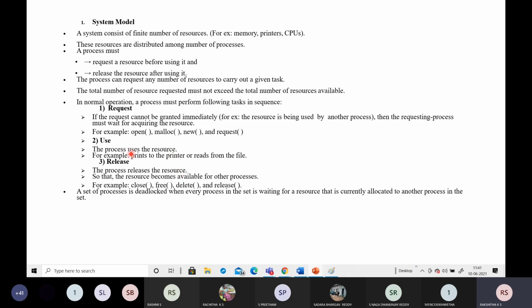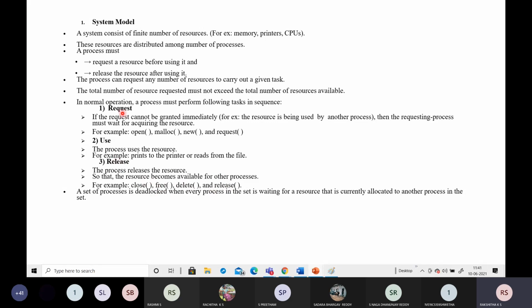If my work is done, I will release the resource. For example, if I take the second hour class and my portion is completed, I will leave, so that another faculty can engage the third hour. Whatever resource, or class, I have released can then be utilized. For releasing, you can use the close, free, delete, or release functions. These are the functions you can use for the release operation.